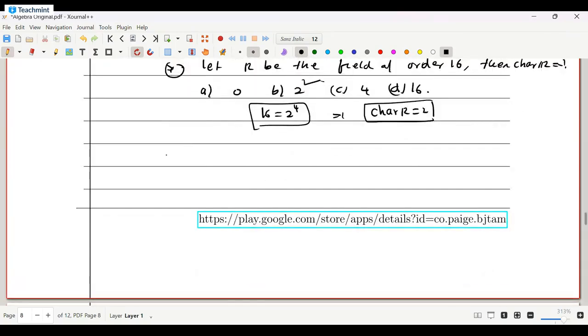Next one, if R is a Boolean ring. Sir, can we take 0 also here? Sir, it is a finite field, finite field of order 16.